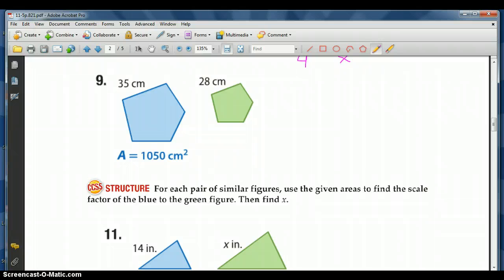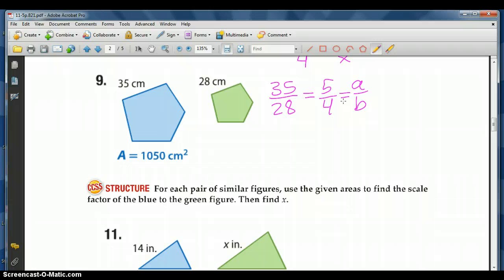Number 9, find the area of the green figure. So once again, let's start off with our scale factor, 35 to 28. And simplify it. Always simplify it if you can. So if we divide them both by 7, we get 5 to 4.